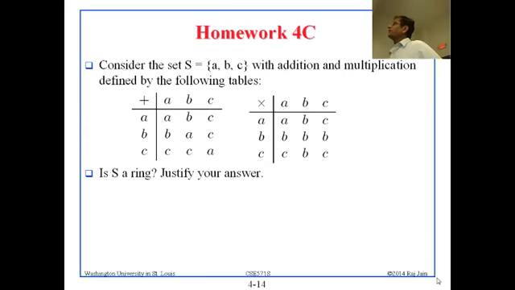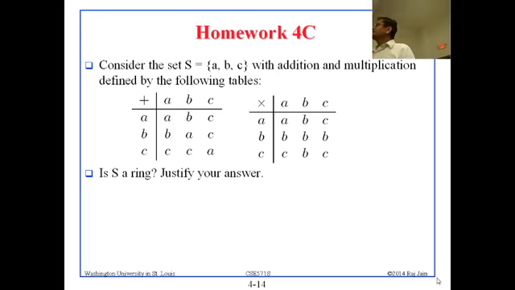Here is an example. Set ABC with addition and multiplication. So this is how the addition is defined in this set. There are three elements, A, B, and C. When you add A to A, you get A. When you add A to B, you get B. When you add A to C, you get C. When you add B and A and so on, you get A, B and C. So this is how the addition is defined. Somebody just wrote down those things and said, this is my addition. Similarly, somebody defined the multiplication, and this is my multiplication.